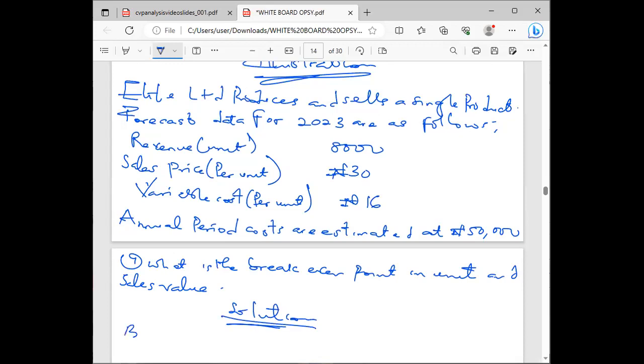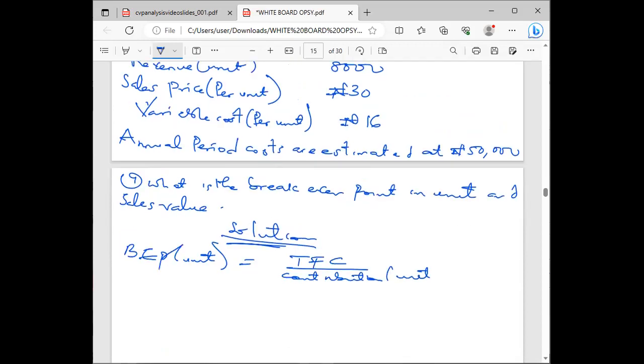Break-even point in units. First of all, you state your formula: total fixed cost over contribution per unit. Our total fixed cost is what is defined as annual period cost here. So, another name for total fixed cost is period cost. Let's take note of that. Another name for fixed cost is period cost. Total fixed cost is 50,000.